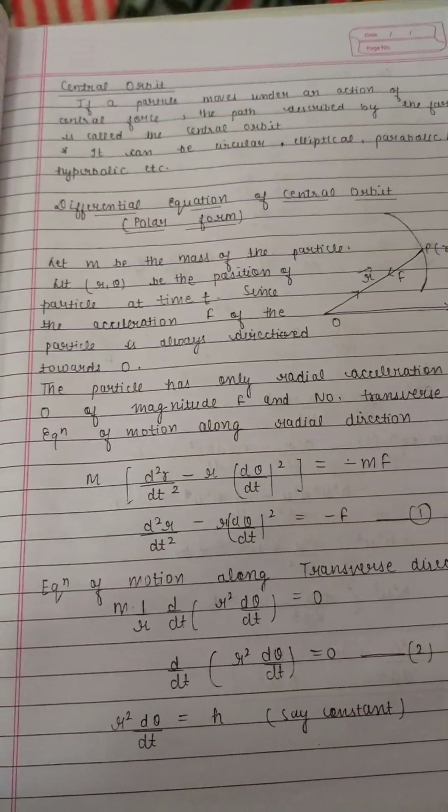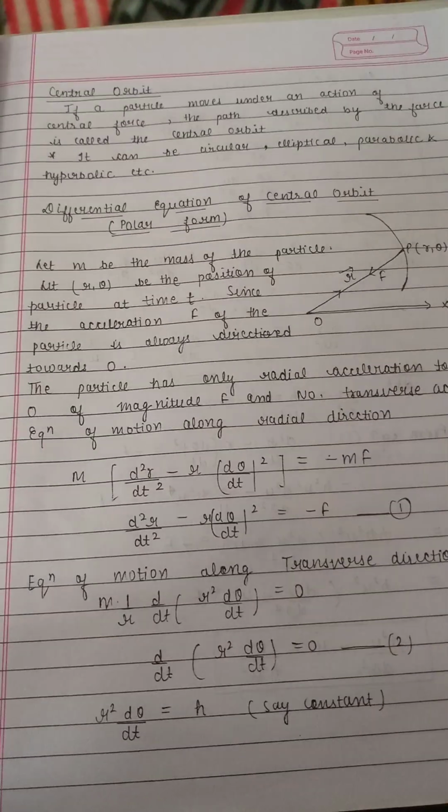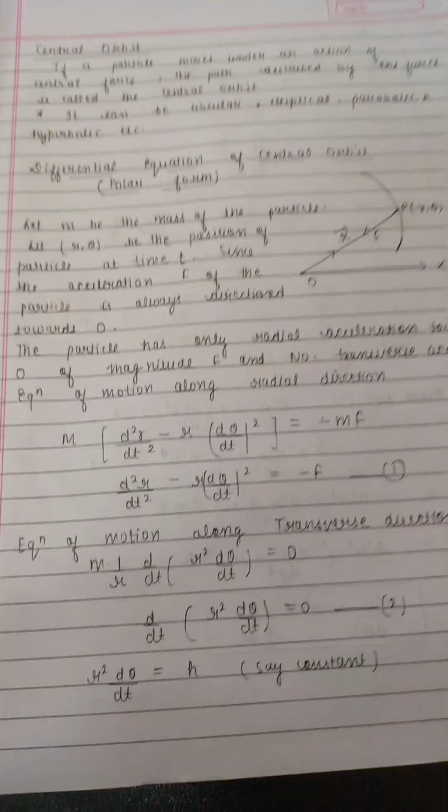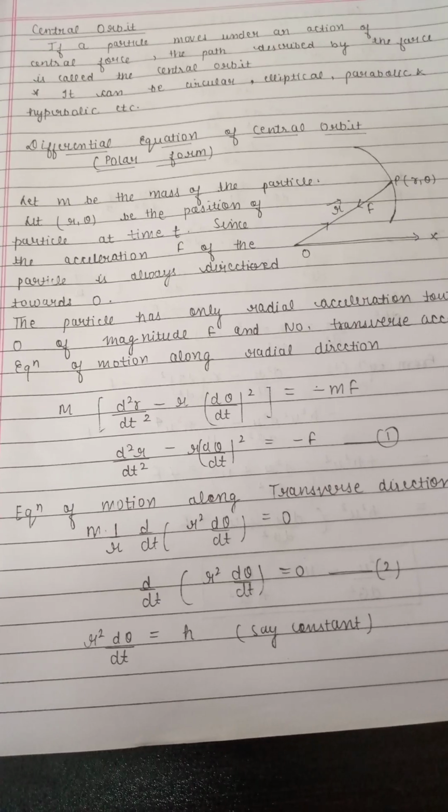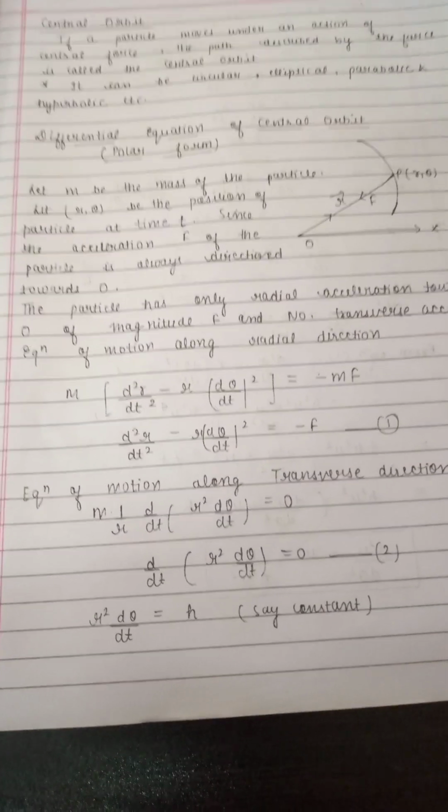Central orbit. Its definition is: if a particle moves under the action of a central force, the path described by the particle is called the central orbit. It can be circular, elliptical, parabolic, hyperbolic, etc. Differential equation of central orbit in polar form.